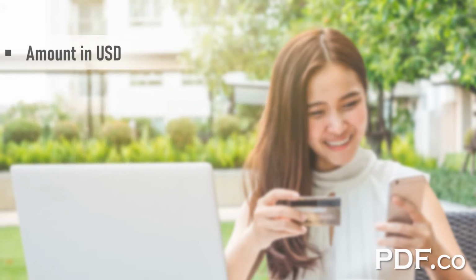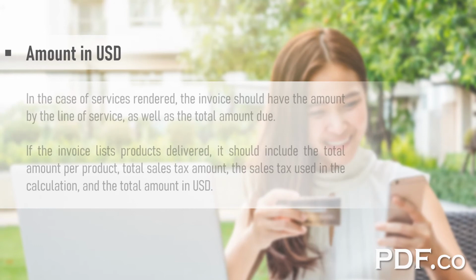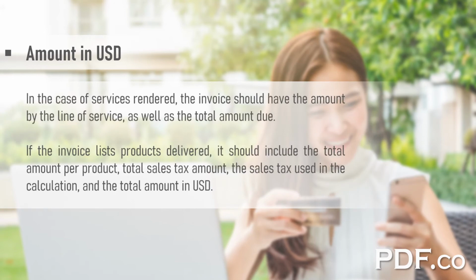Amount in USD. In the case of services rendered, the invoice should have the amount by the line of service, as well as the total amount due. If the invoice lists products delivered, it should include the total amount per product, total sales tax amount, the sales tax used in the calculation, and the total amount in USD.